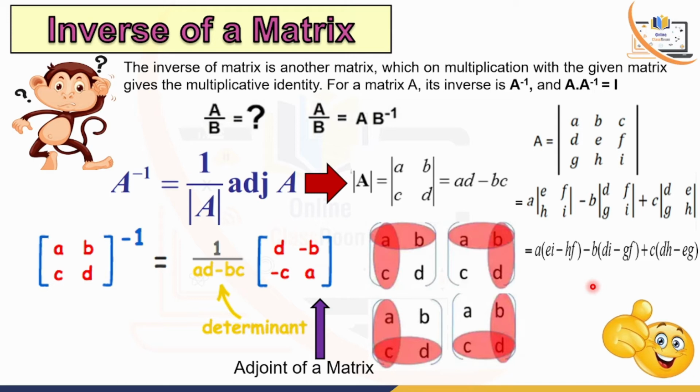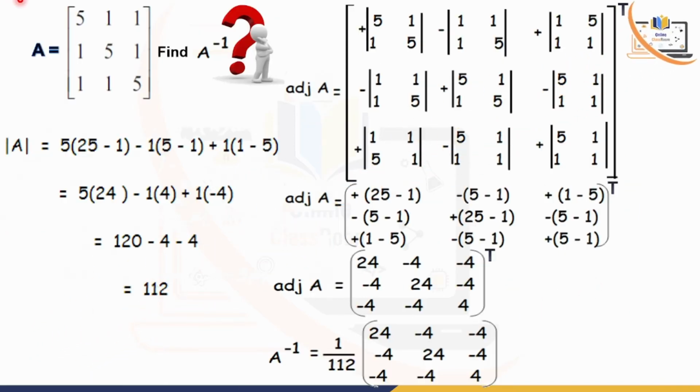Okay, now we will try to check the inverse of a matrix in the case of a 3x3 system. Here we consider a matrix A, the corresponding matrix is given, and we want to find the inverse of it. Look, this is your determinant. Using the previous rule, we can easily calculate it.